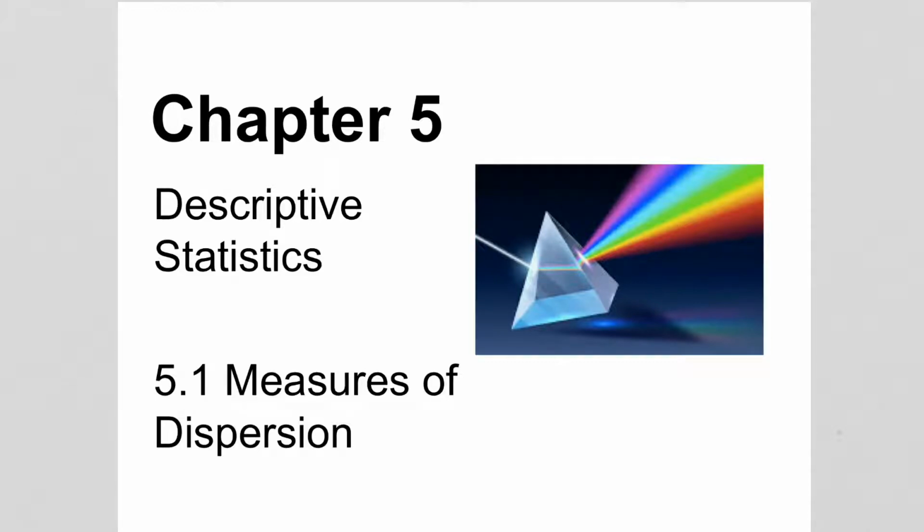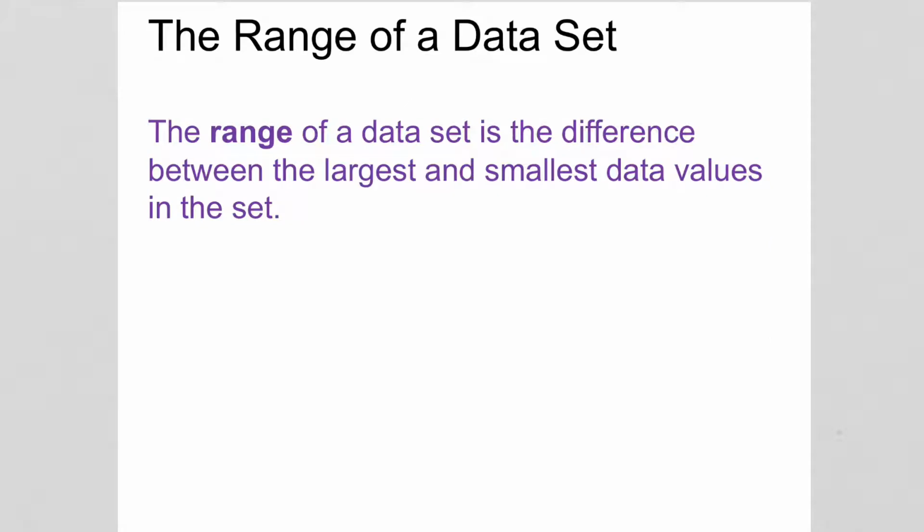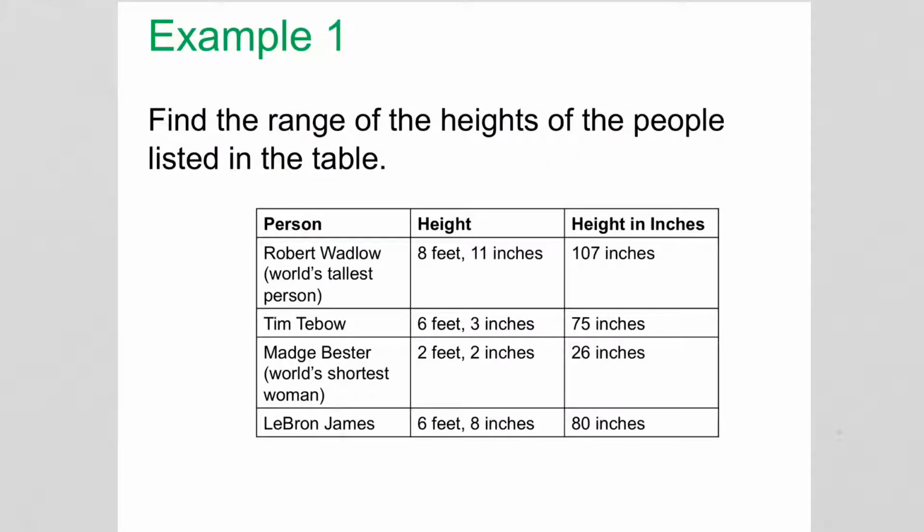Section 5.1, still in Unit 4, is measures of dispersion. The range of a data set is the difference between the largest and smallest values in the set. So example 1, find the range of the heights of the people listed in the table.